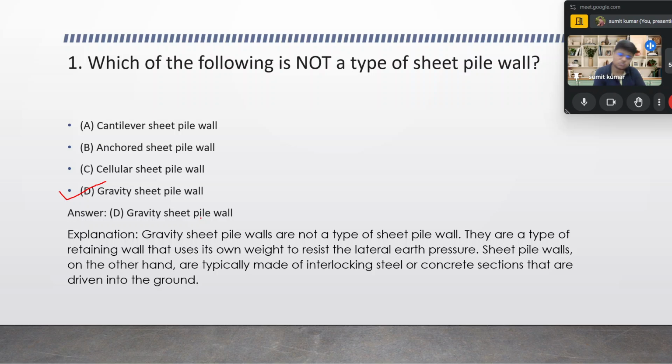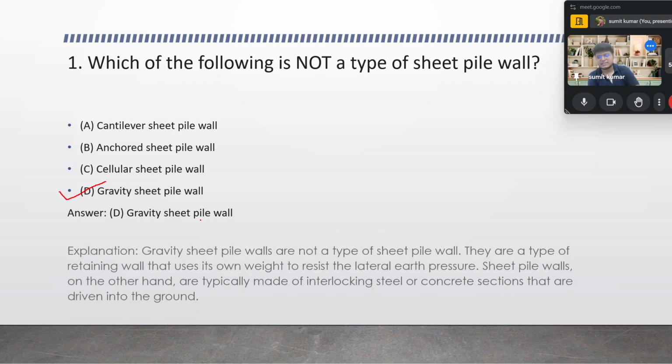Over here, when we go to the explanation, the gravity sheet pile walls are not a type of sheet pile wall. They are a type of retaining wall that uses its own weight to resist the lateral earth pressure. Sheet pile walls, on the other hand, are typically made up of interlocking steel or concrete sections that are driven into the ground.